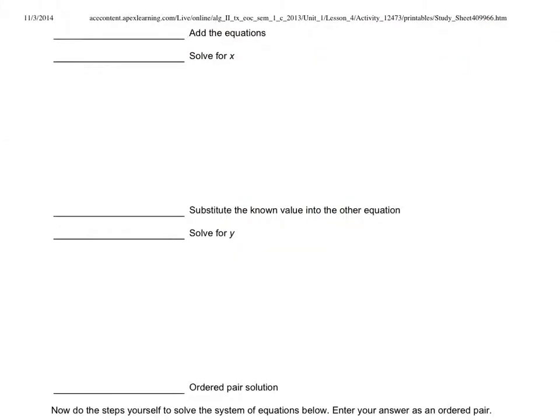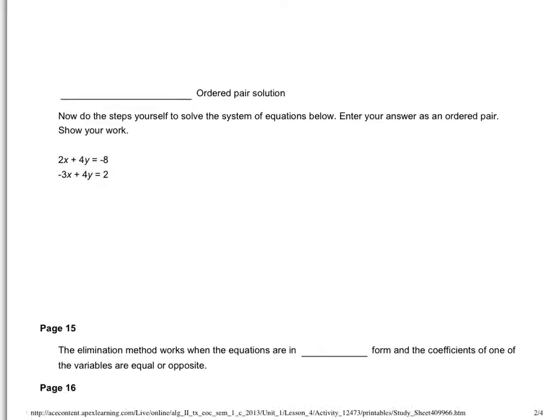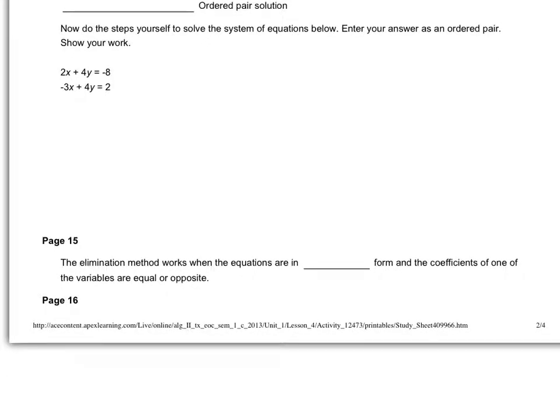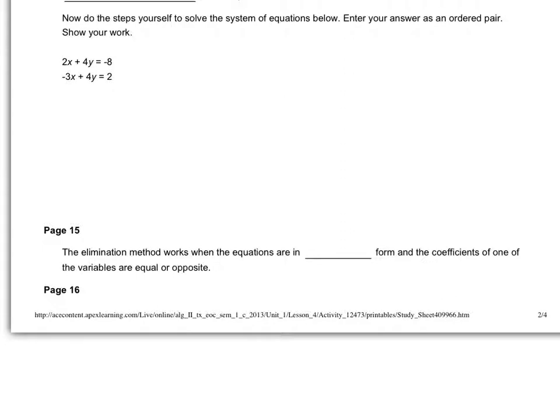So they've given us space to work all that out. So we're going to move down to the next example. So we're supposed to solve this system: 2x plus 4y equals -8, and -3x plus 4y equals 2.